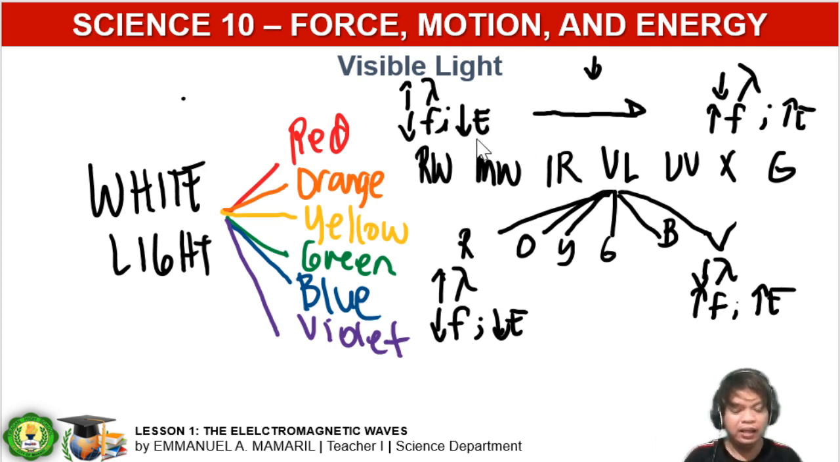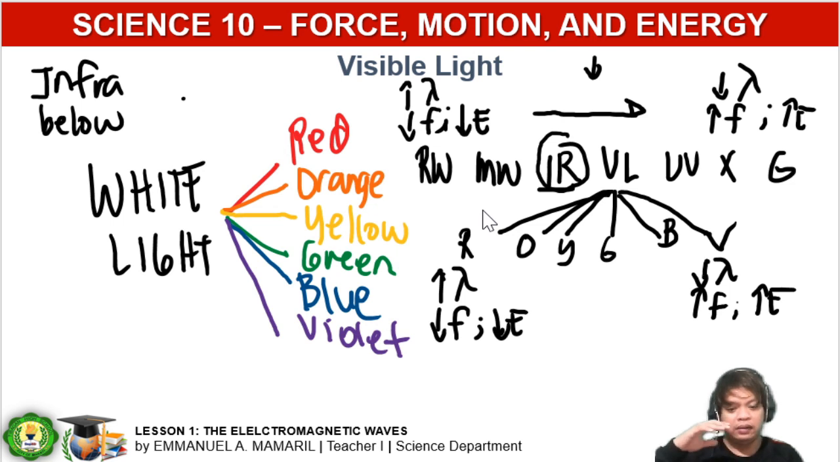Okay? And guys, a trivia: why was infrared called infrared? Infra means below or lower. Because infrared is found in the lower part of the spectrum compared to red. Right? Because what follows infrared is the red color. That is why it is called infrared, because it is lower than red.